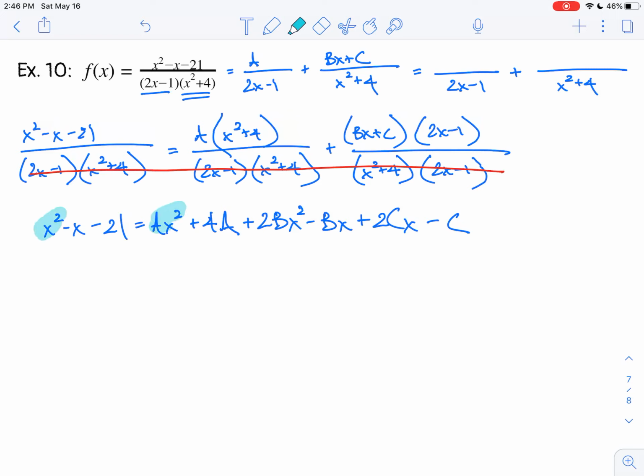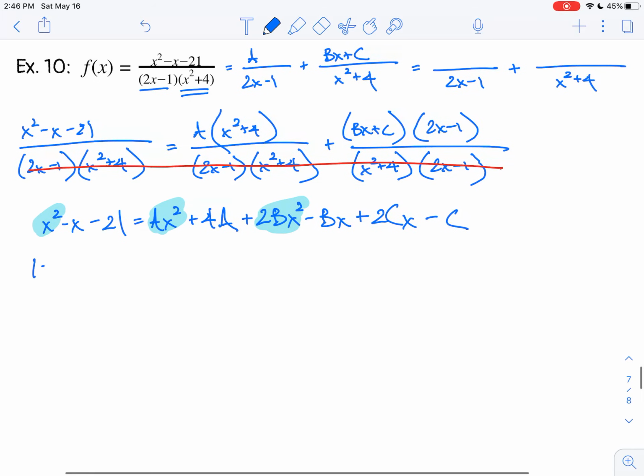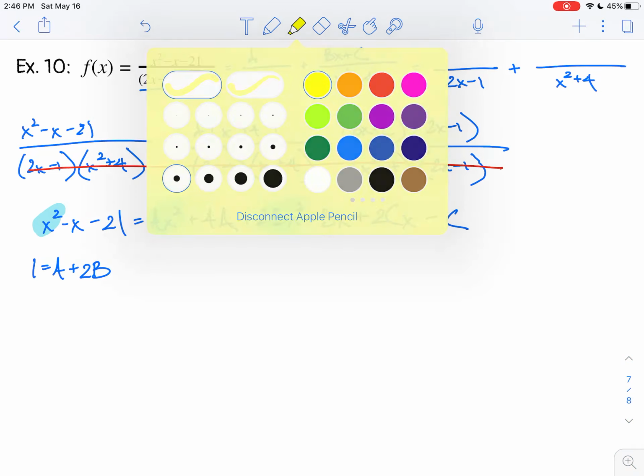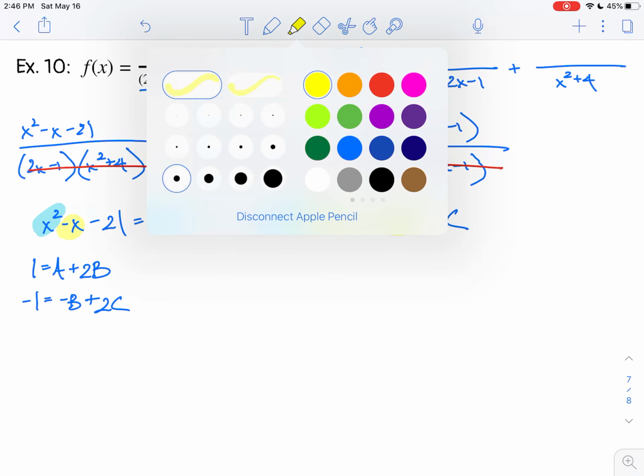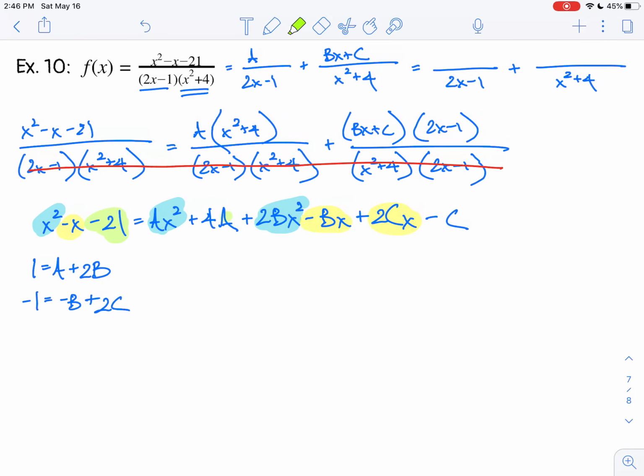So I have x squared equals ax squared plus 2bx squared. That is going to give me 1 equals a plus 2b. All right, negative x equals negative bx plus 2cx. That gives me negative 1 equals negative b plus 2c. All right, what about that last equation? Well, we have negative 21 equals 4a minus c.